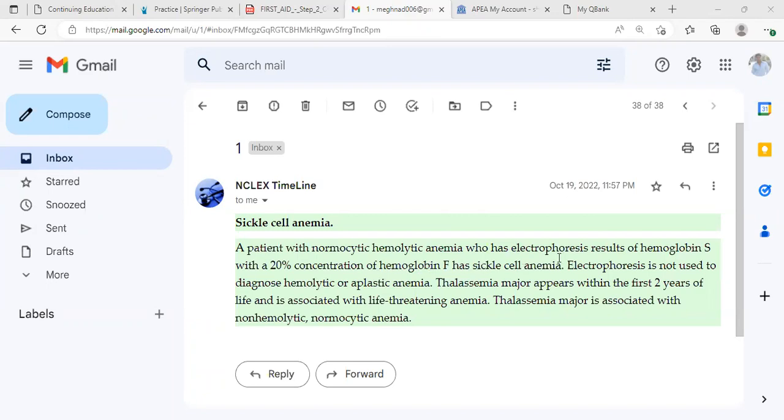So when a patient is diagnosed with anemia, to evaluate the underlying cause of the anemia, we need electrophoresis. After the electrophoresis, we see the patient has sickle cell disease. Electrophoresis is not used to diagnose hemolytic or aplastic anemia, but it helps to diagnose any kind of genetic defect, like sickle cell anemia.